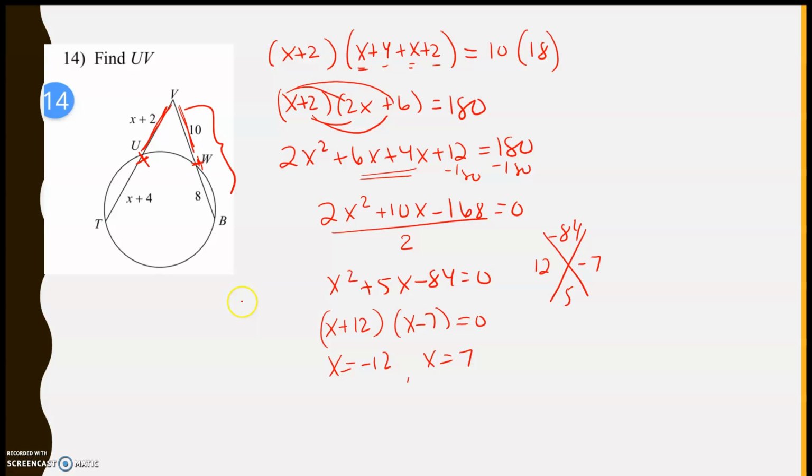Well, I can't put my -12 into a length here because I would have a negative value, so -12 doesn't work, so I get x is equal to 7. The question's asking for the value of UV. UV is equal to x plus 2. So I'm going to get 7 plus 2, which means UV is equal to 9.